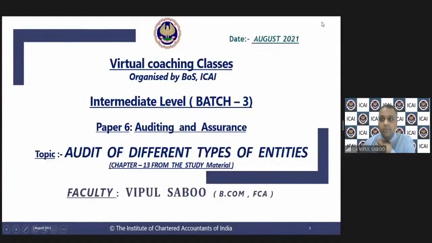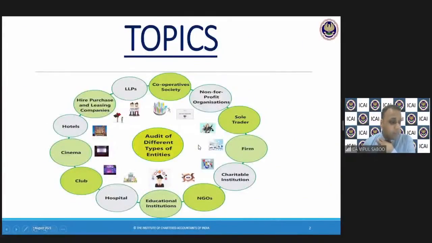Okay, so here we go. What are the topics we are going to cover in this particular chapter? What are the different entities we are going to cover? Cooperative society, not-for-profit organizations, NPOs, sole trader, firm, charitable institutions, non-government organizations, educational institutions, hospital, club, cinema, hotel, hire purchase, LLP.